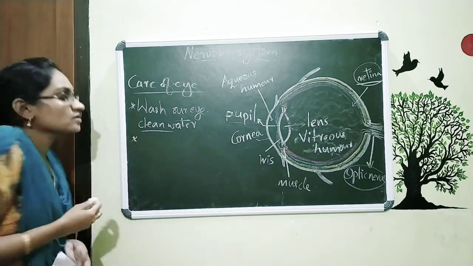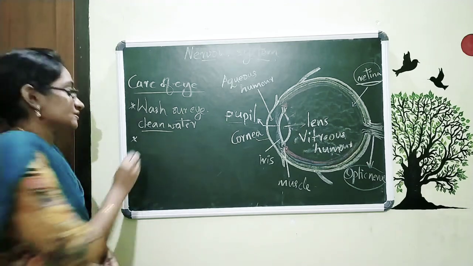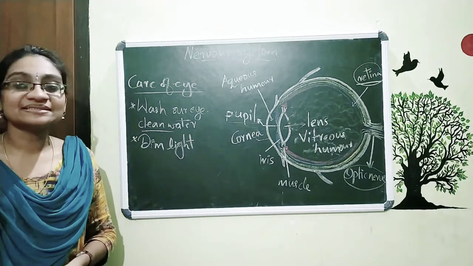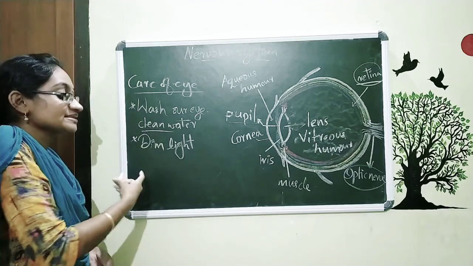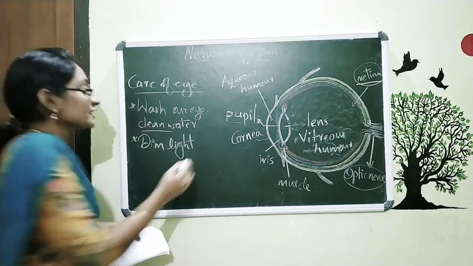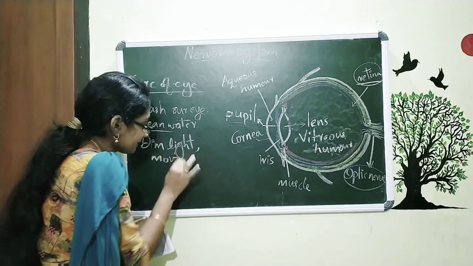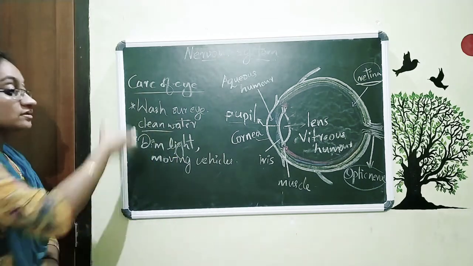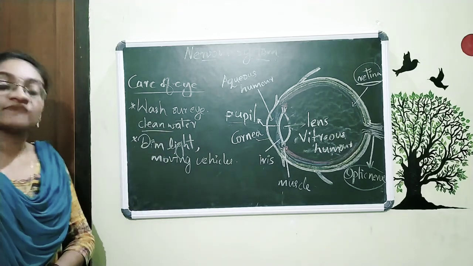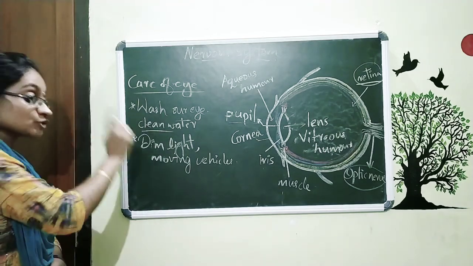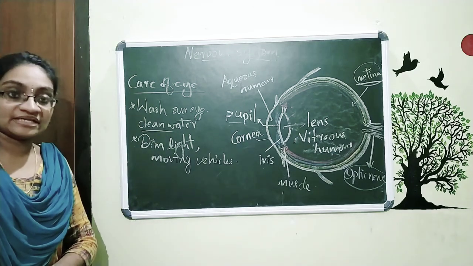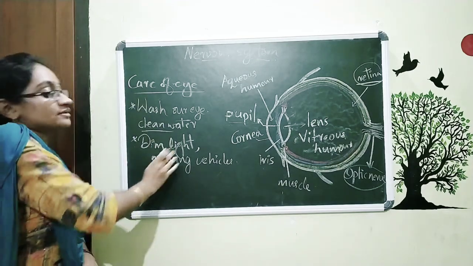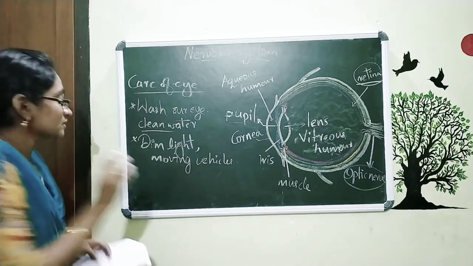The next point is, don't read things in dim light, and another point is don't read things in moving vehicles. Why are we saying that? The reason is that when we do this, it will strain our eyes. So don't read in dim light and don't read in moving vehicles. That is the second point.